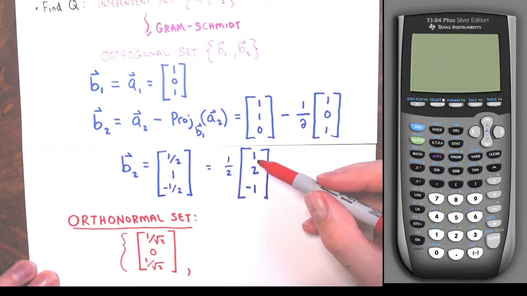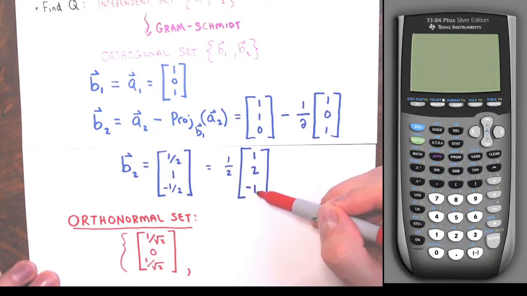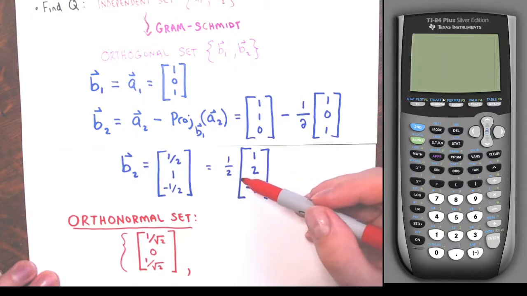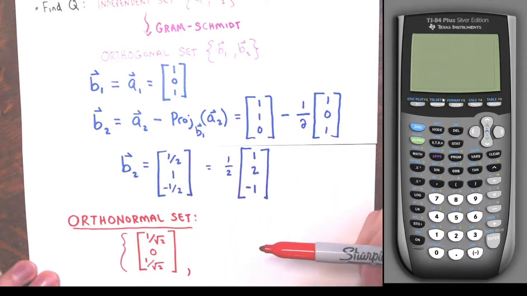The norm of b2 is just half of the norm of this vector. The norm of (1, 2, -1) would be the square root of 6, right? 1 plus 4 plus 1. The square root of 6, and then half of that. So square root of 6 over 2. The norm of b2 is the square root of 6 over 2.